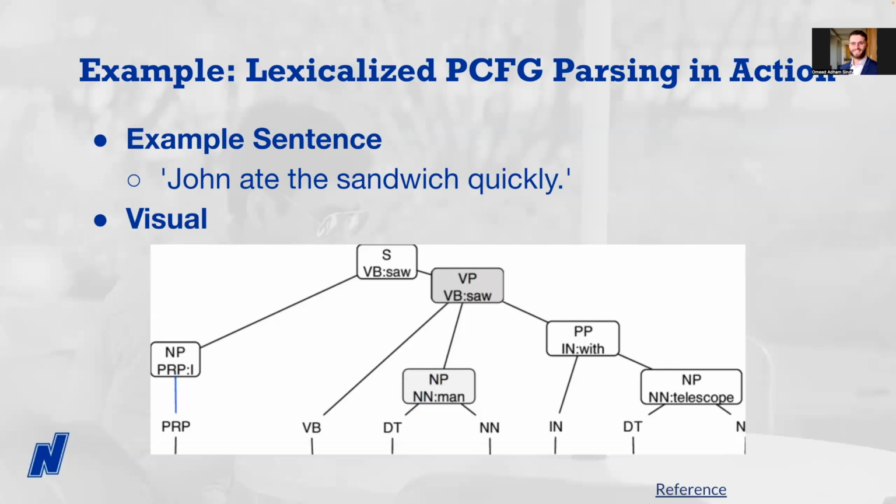By adding lexical items to the rules, the parser becomes more precise and contextually aware, which is critical for handling more complex sentence structures where meaning heavily depends on specific word choices. This example highlights how lexicalized PCFGs refine the parsing process, making it more accurate than a non-lexicalized approach.